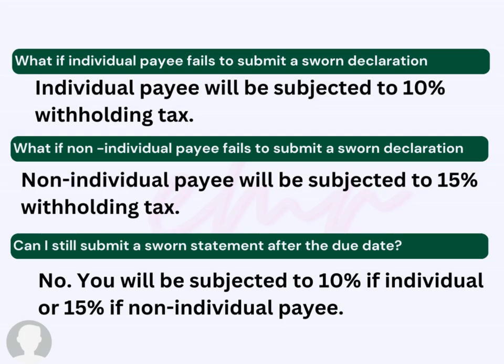Here are some frequently asked questions. What if the individual payee fails to submit a sworn declaration? The individual payee will be subjected to 10% withholding tax. What if the non-individual payee fails to submit a sworn declaration? The non-individual payee will be subjected to 15% withholding tax. Can I still submit a sworn statement after the due date? No. You will be subjected to 10% withholding tax if individual or 15% if non-individual payee.